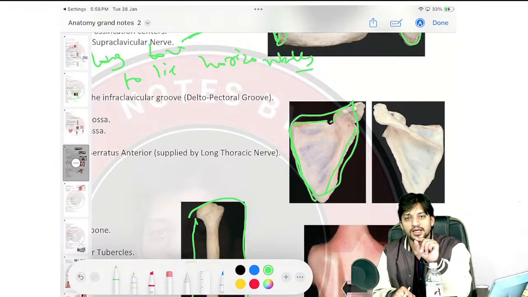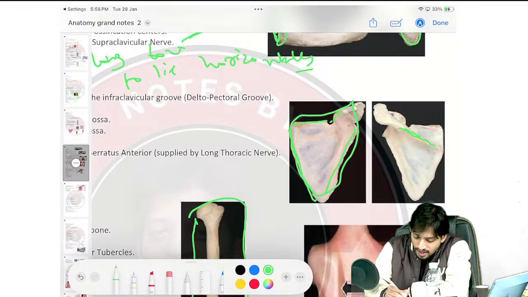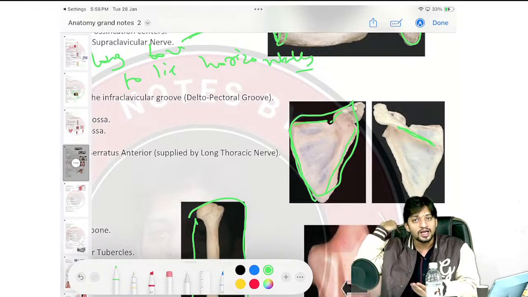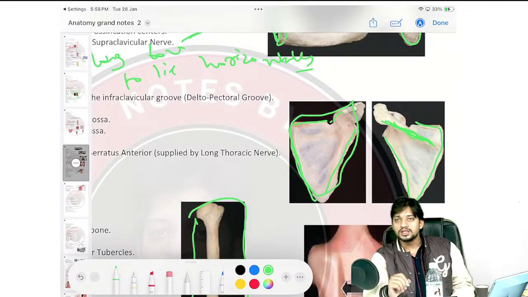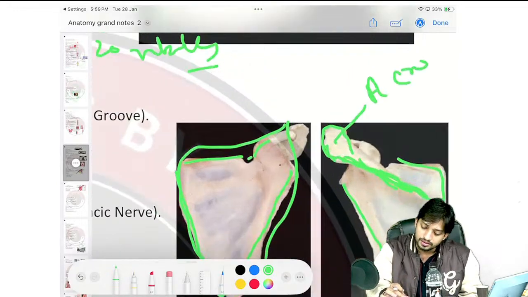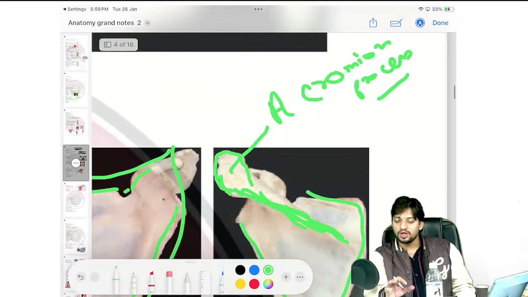On the dorsal aspect of the scapula, there is a process called the spinous process. You can see here, this is the spinous process present on the dorsal or posterior aspect, on the back side of the scapula. Now this spinous process flattens and forms a process called the acromion process. Okay, guys, now we have the acromion process.